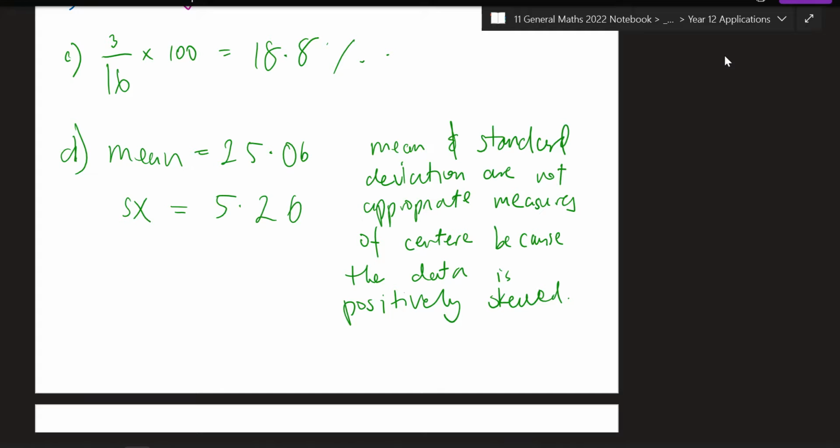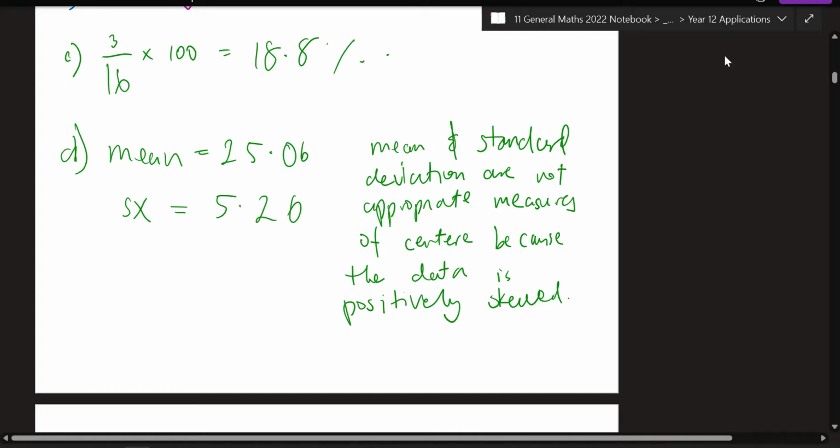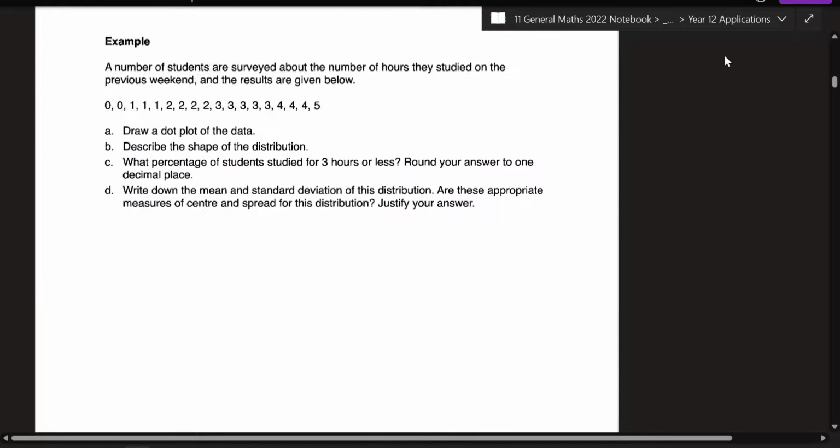But if it is approximately symmetrical, what can you use? The mean. Or in this case now, the mean and the standard deviation we use. You can also still use the median, but only when it's symmetrical should you use the mean and the standard deviation. Okay, and that's what we looked at.